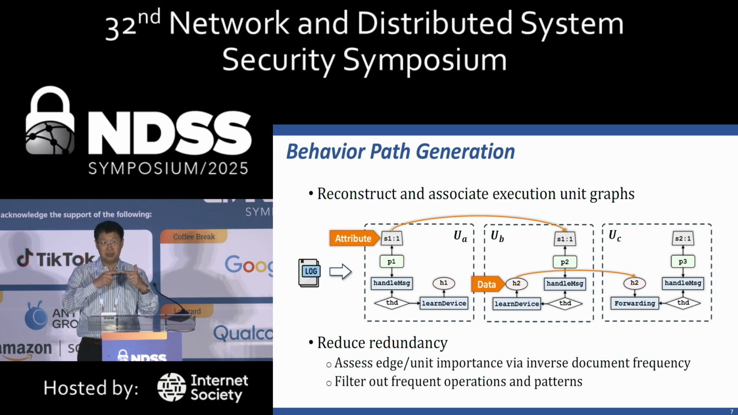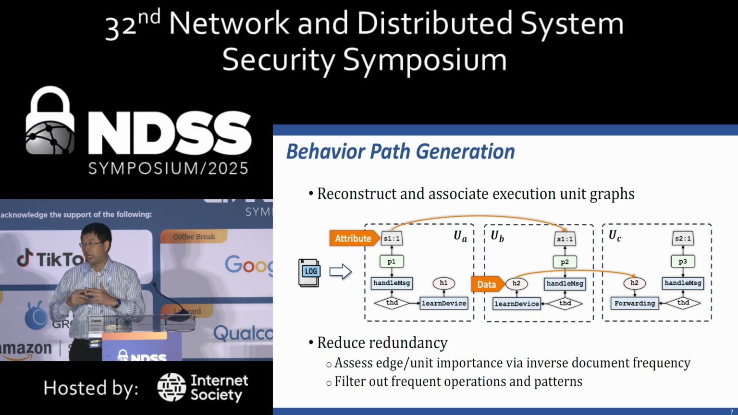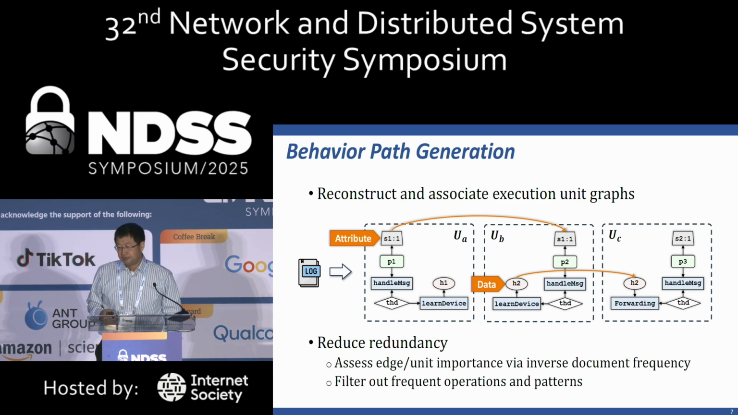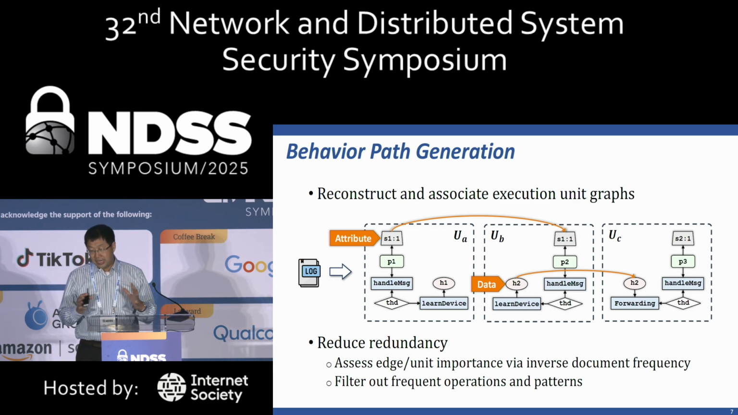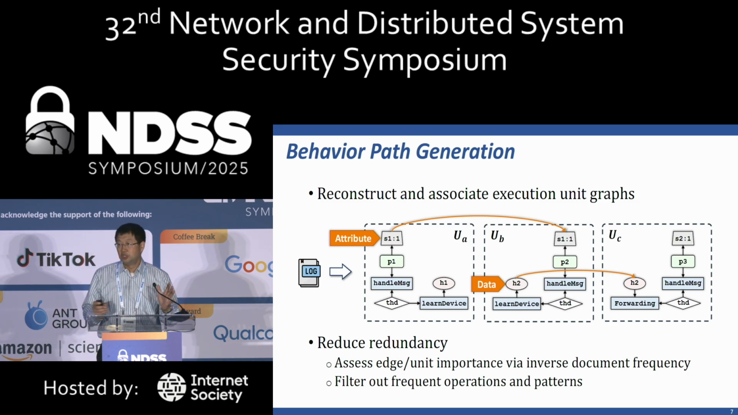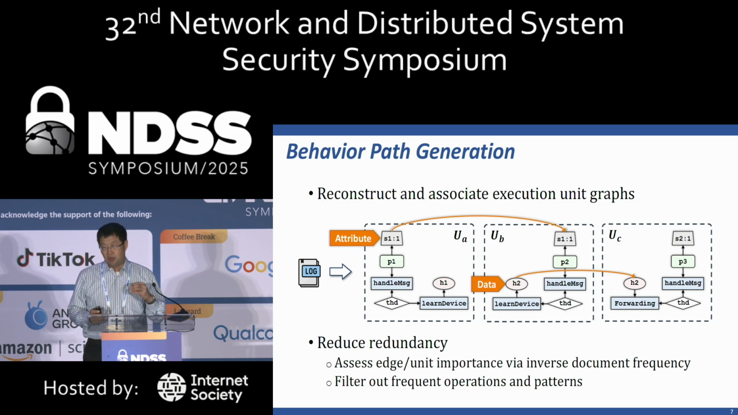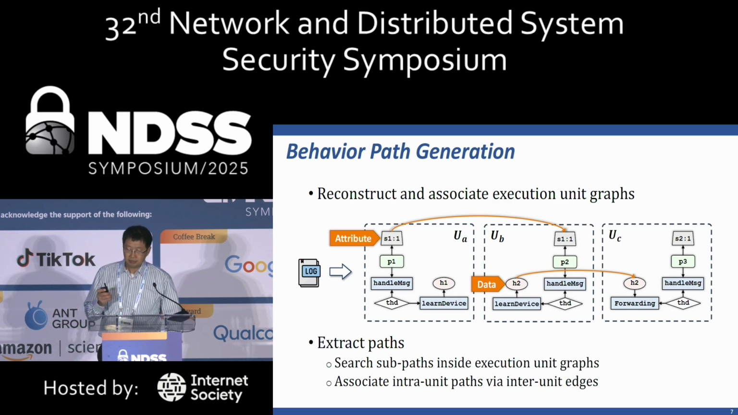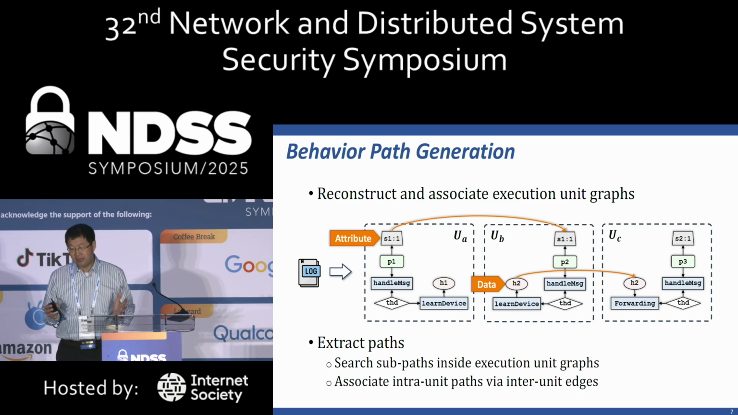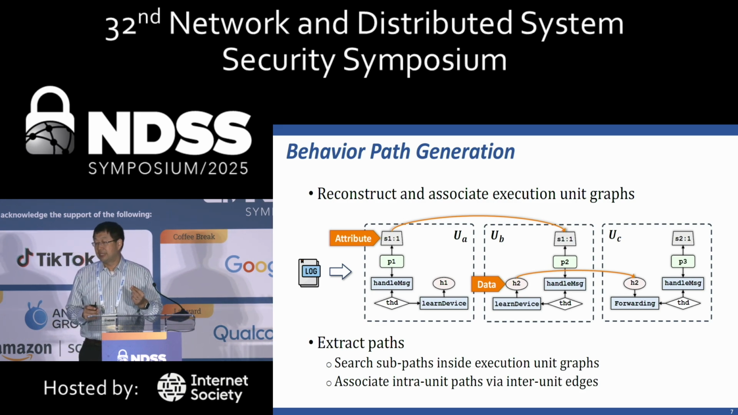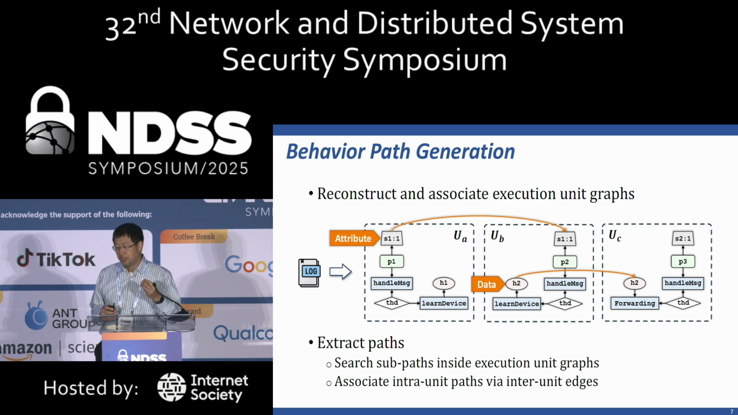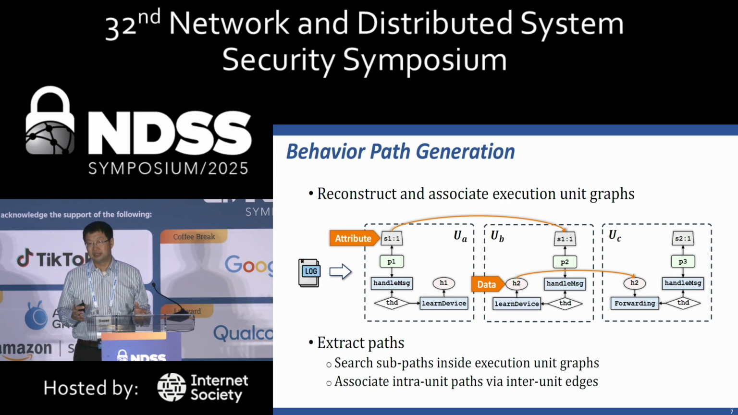For example, two of them may have to share the same attribute or they have some data connected together. Then we reduce the unnecessary edges that are not related to the data flow operations to make sure our key message is not hidden among a lot of noise. After we have the graph, we extract paths. We use the subpath inside the execution graph as the subgraph.